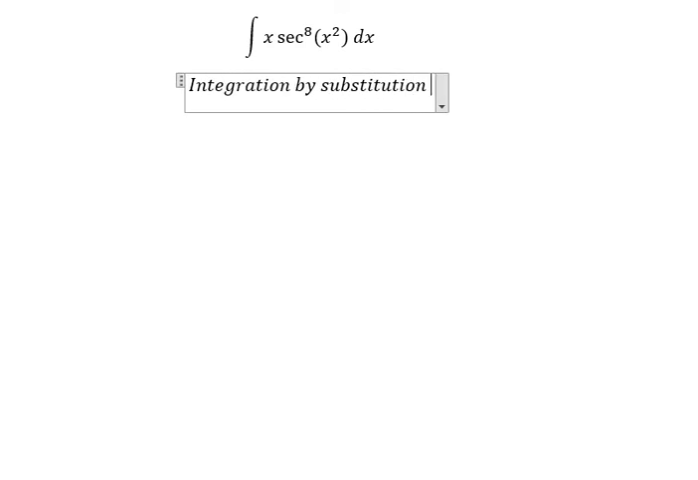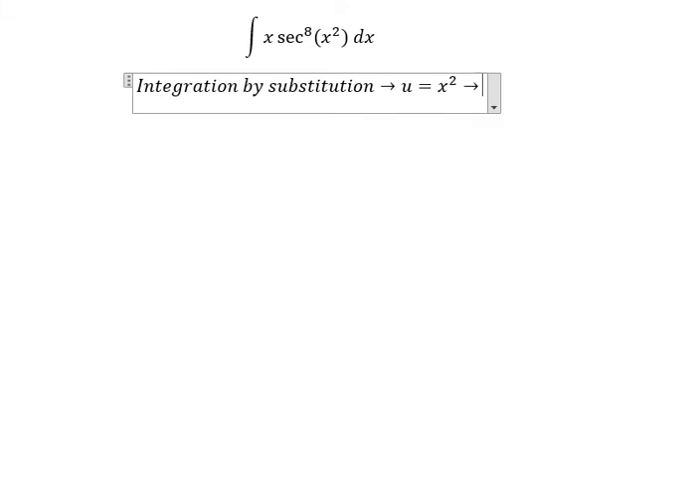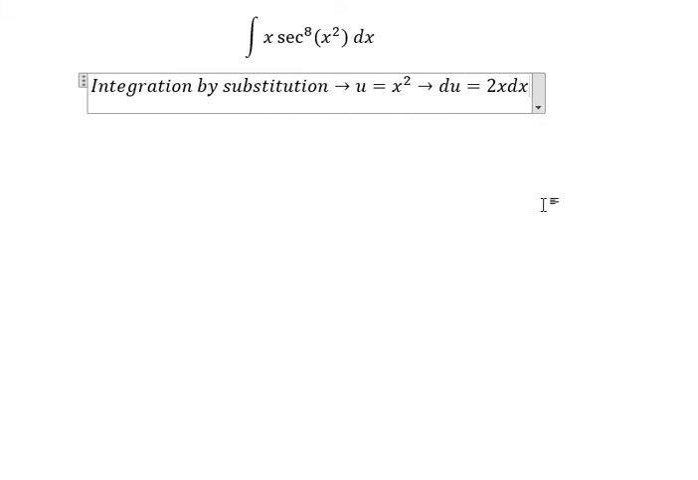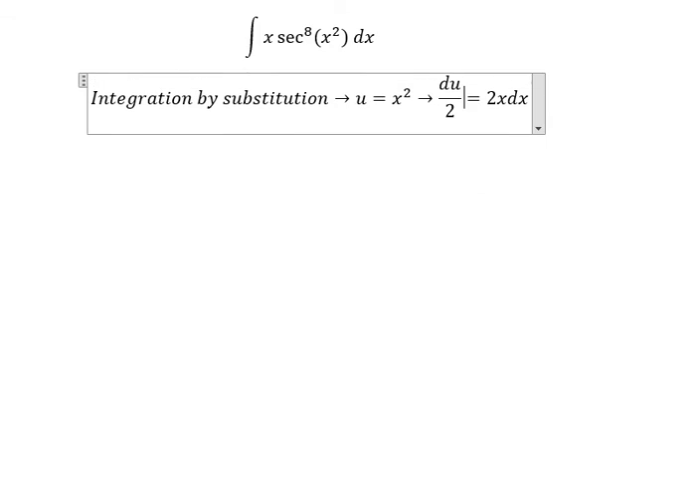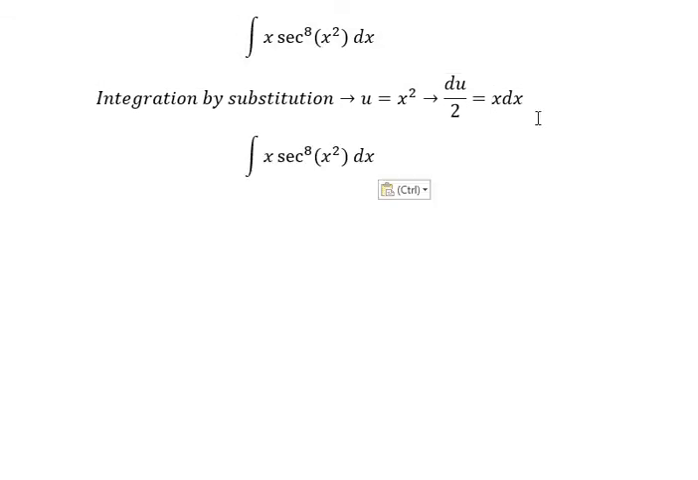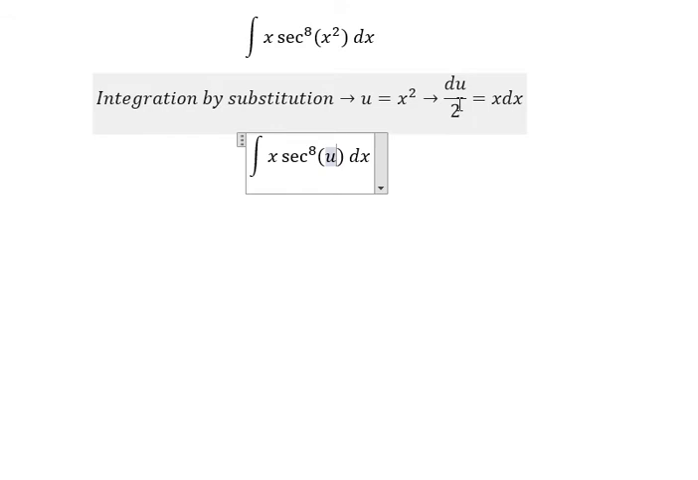We need to use integration by substitution. So we go with u equal to x to the power of 2. So we get du equals 2x dx. Because we don't have the number 2 in here, we need to divide both sides by the number 2. This one we change for u. So x dx we change to du over 2.